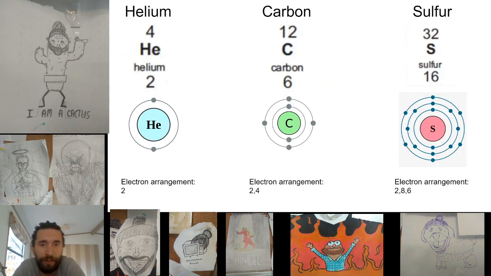So let's look at these ones we had before. Helium, 1, 2. It's got 2 in its outer shell. So that one is already full. It's got a full outer shell. This one here, sulfur, it's got 1, 2, 3, 4, 5, 6 in its outer shell. It wants to get a full outer shell, so it is going to gain 2 more electrons. If it gets 2 more electrons, it will then have a full outer shell.